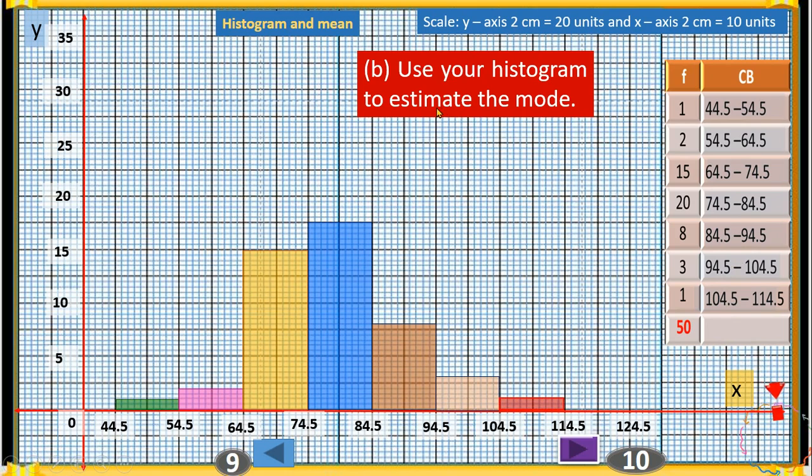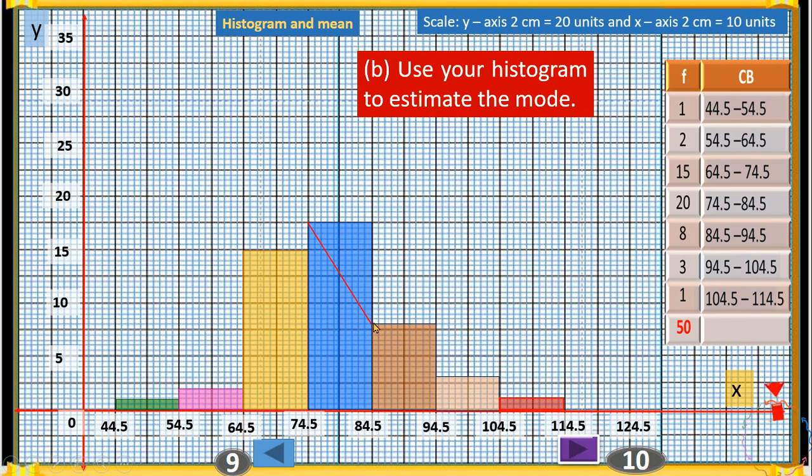Now the question says here, use your histogram to estimate the mode. We are going to estimate the mode. How do we do this? It's very simple. From the top left corner of the tallest rectangle here, we drop a line to the left corner of the rectangle after it. So now let's do that.